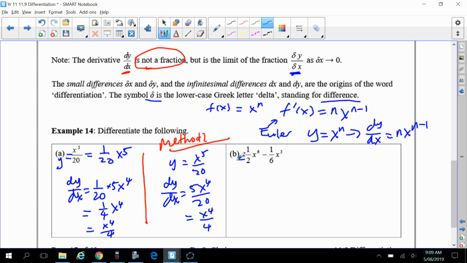Maths is fun. Calculus is fun. dy on dx. So you got half times 6 x power 5. Remember, you bring the index down, subtract the index by 1. Same thing for the next one. Bring the 3 down, subtract the index by 1, which is 2. So you get 3x power 5 minus half x squared. Any question? Very easy, very straightforward.